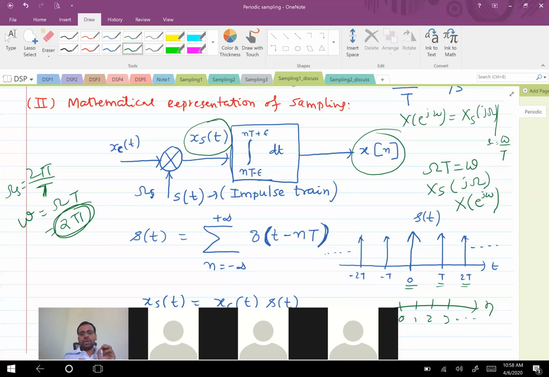In other words, that is the normalization happening in the x-axis. Of course, capital Ω is there here. This is X_s(jΩ) and small ω. So that's when you are making a shift from there to here. This is the second thing that is happening. Is it clear?